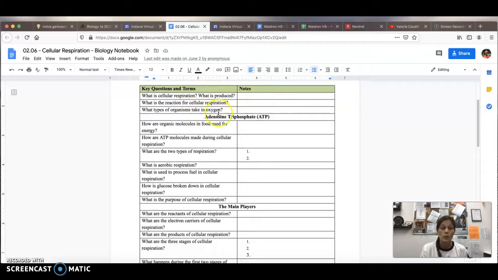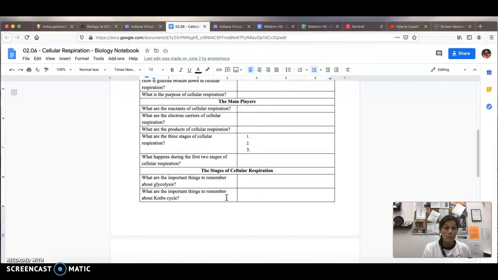Okay, so we've got a couple of intro questions here. What is cellular respiration? What is produced? What is the reaction for cellular respiration? What types of organisms take in oxygen? Okay, then we are going to move into adenosine triphosphate. We've talked about that a little bit before, so you're going to document some information there. And then the main players, meaning what are the most important pieces that are a part of cellular respiration.